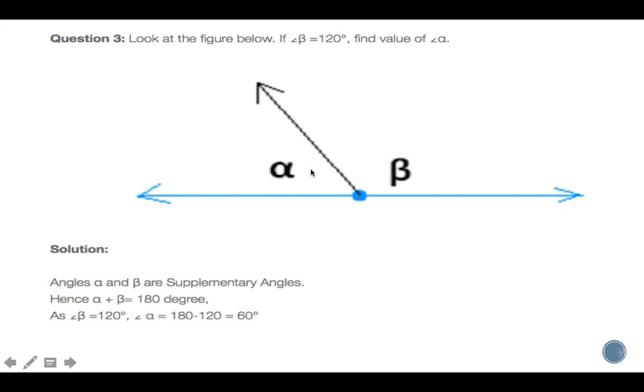What is the reason? Because it's a supplementary angle. Now when you look at the figure, this angle is already given, that is 120. That means this whole measures how much? Good, 180 degrees. When you subtract 120 from 180, you get this angle. So that is 60 degrees.